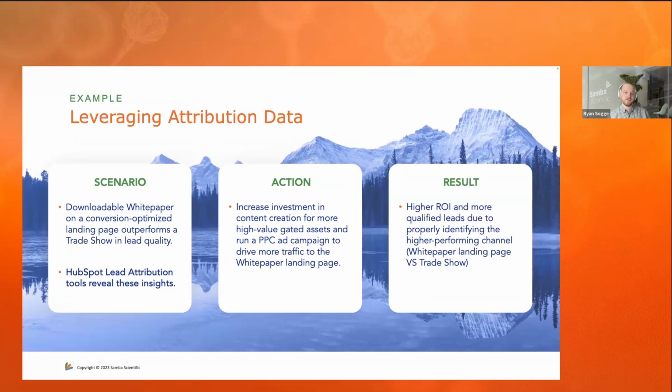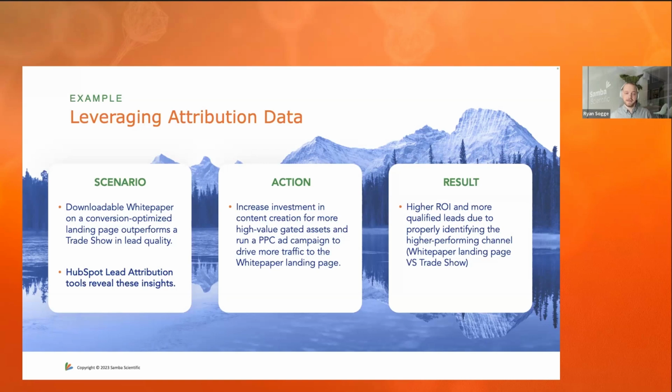Now, here's just an example of when it comes to leveraging all this data, how this might play out in the real world. So say you have a white paper on a landing page that's outperforming a recent trade show in terms of lead quality. HubSpot will show you this data based on attribution reports, and you can determine that this asset is generating perhaps more or better qualified leads than your conference.